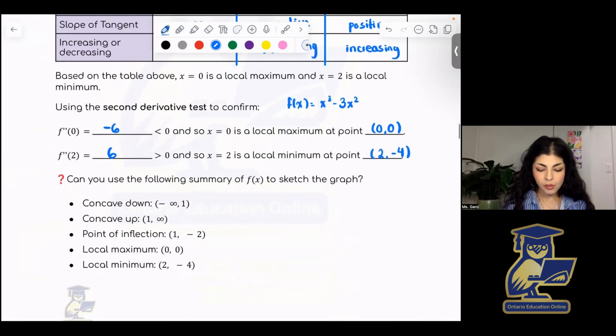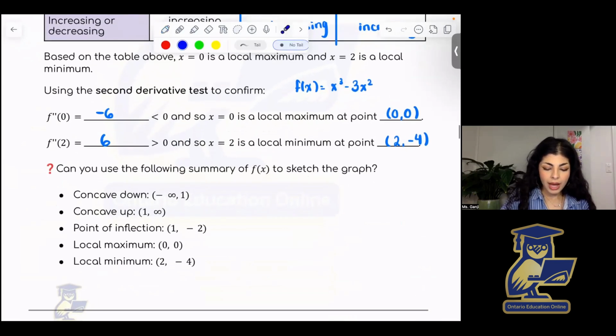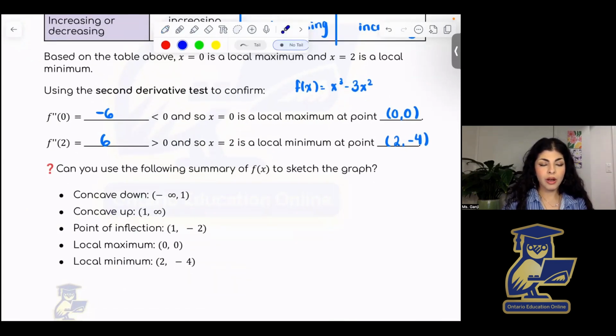So now I want you to think. You have the intervals of concavity, you have the point of inflection, and you have a local maximum and minimum. Is this information enough now to be able to sketch a graph of f of x? And again, it's not an exact graph, but an approximate graph, are you able to do so? And I highly suggest you actually try and graph this based on this information and make sure all of these have to be satisfied.